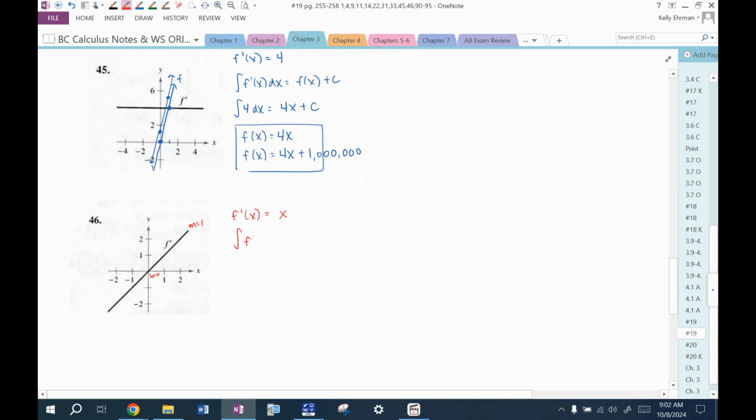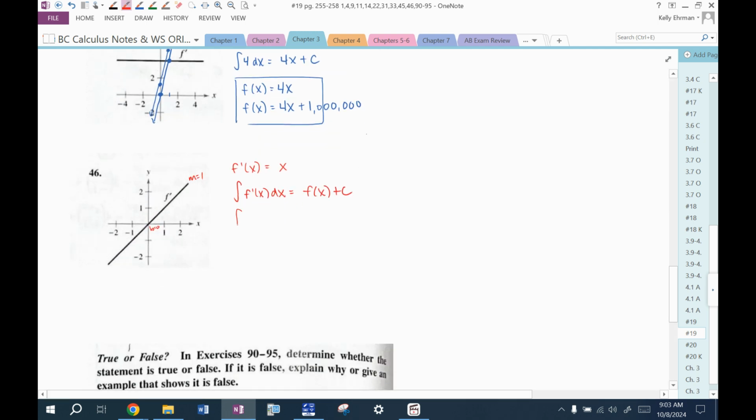Again, the integral of f prime of x dx will equal f of x plus c. The integral of the derivative of f of x, those operations are inverses. They cancel each other out. So the integral of x dx will equal x squared over 2 plus c. So f of x can be any vertical shift of the x squared over 2 graph. So it could just be x squared over 2. It could be x squared over 2 minus 1, plus 1, plus 10,000, minus 0.0001, whatever.